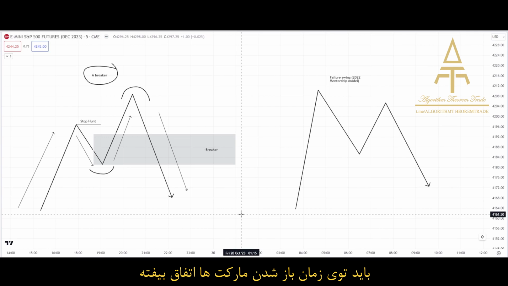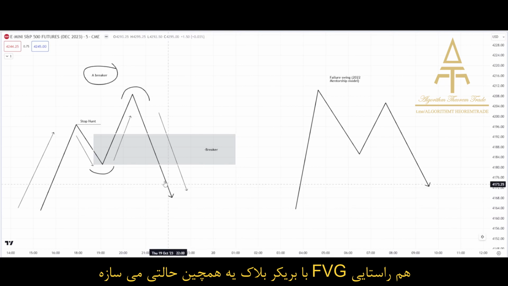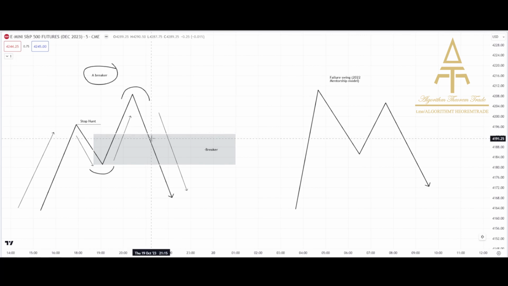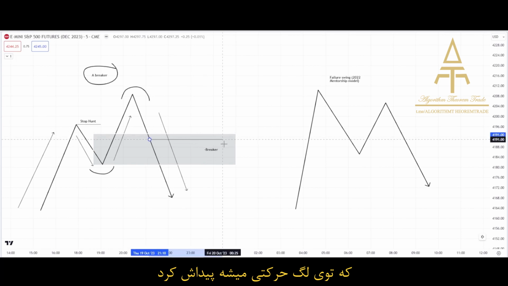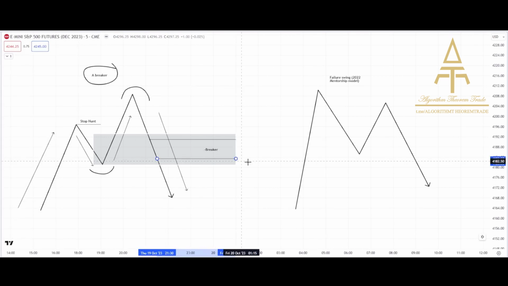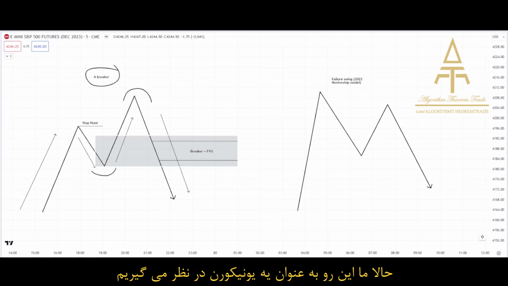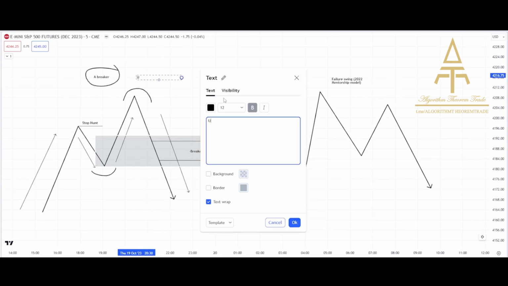We need to have this occur at the opening times, and there has to be an FVG aligned with the breaker. The FVG aligning with the breaker would look like this. It would be found in the displacement leg, and it would align with the breaker block. Now we can consider this a unicorn.